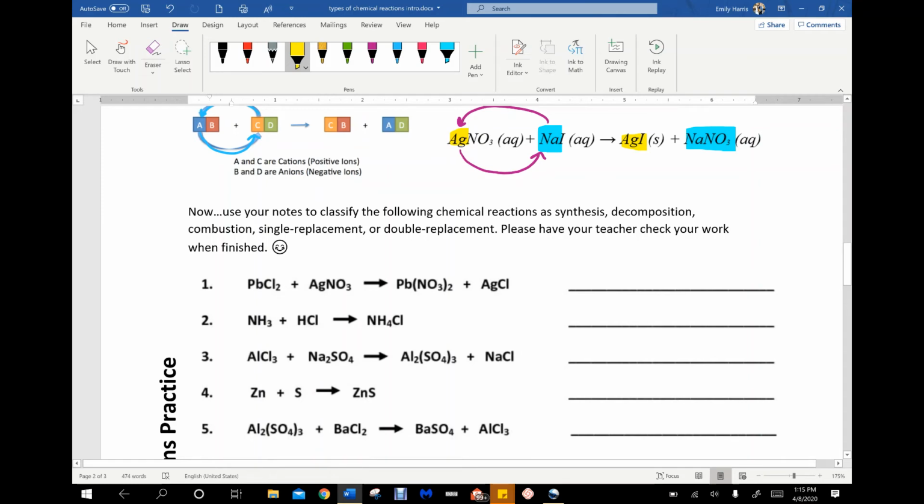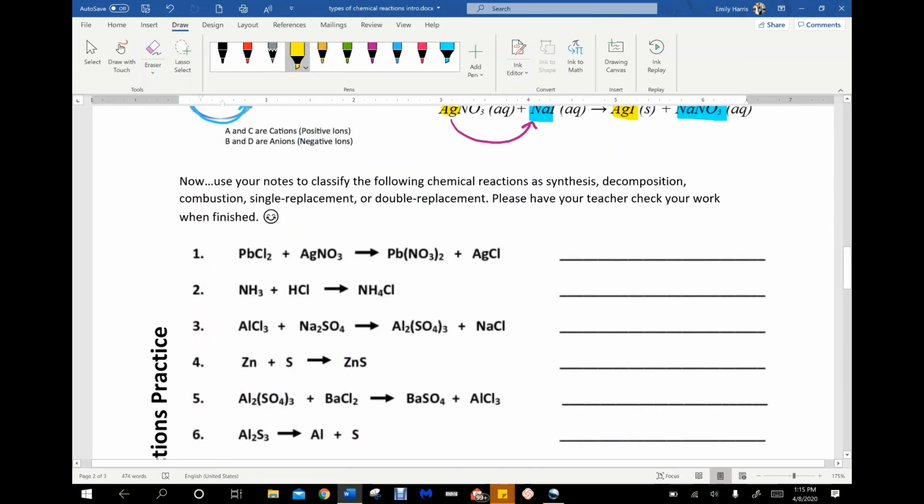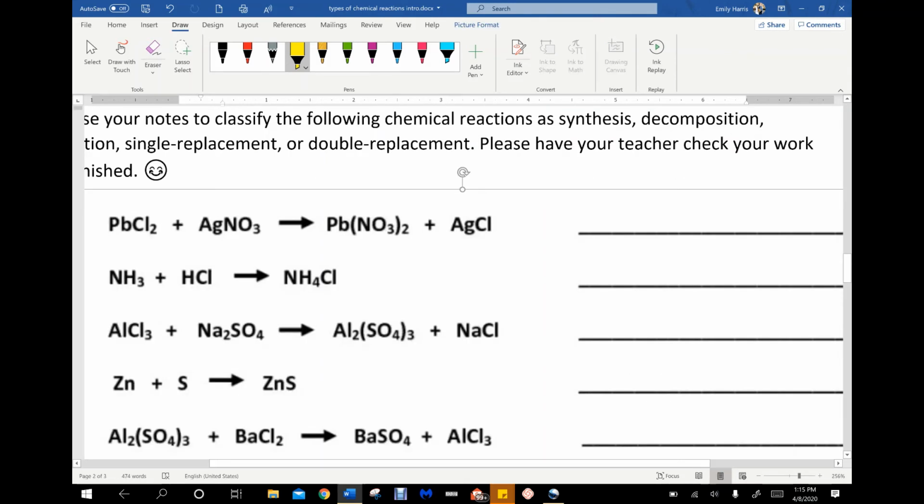So now what we're going to have you do is take some time to practice classifying the following chemical reactions as synthesis, decomposition, combustion, single replacement, or double replacement. And instead of me checking, we're going to post the answer key at the end of this video. That way you can check yourself. But to start off with, let's go ahead and do just a few of the practice problems together to make sure you're on the right track.